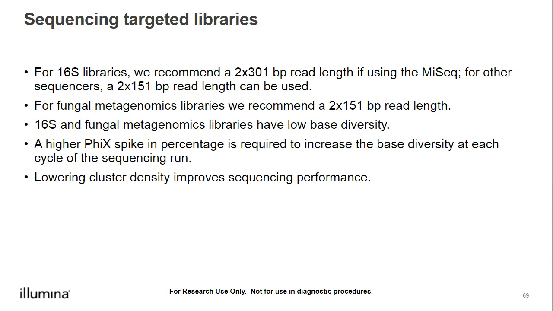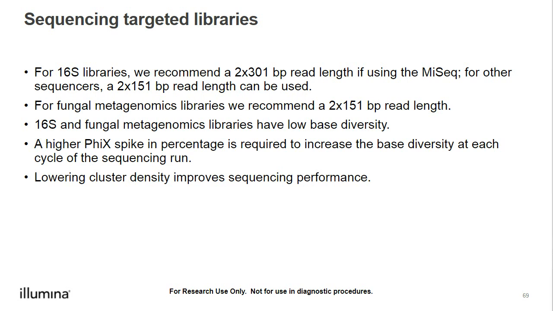Both 16S and fungal metagenomics libraries have low base diversity. Since we are amplifying a single target in the libraries, most of the sequences will be very, very similar and may only differ from each other in just a few bases. Because of this, we spike in higher percentages of the PhiX control library. PhiX in this case not only acts as a sequencing control, it also adds base diversity to the run to improve the sequencing metrics. We also will typically target lower cluster densities for amplicon-based libraries, as this will help to improve the sequencing performance.